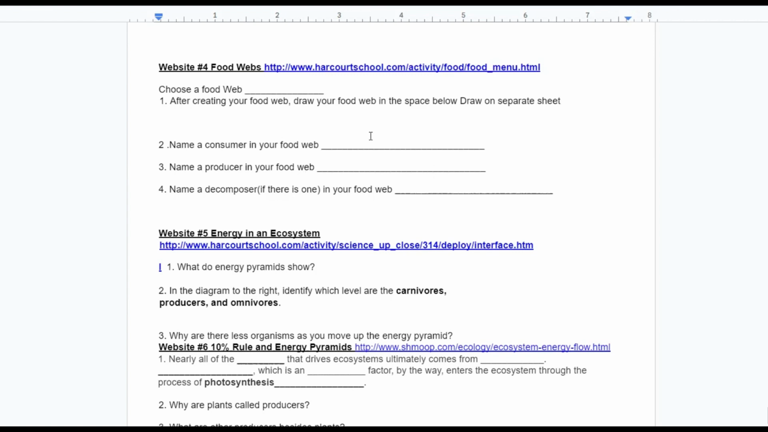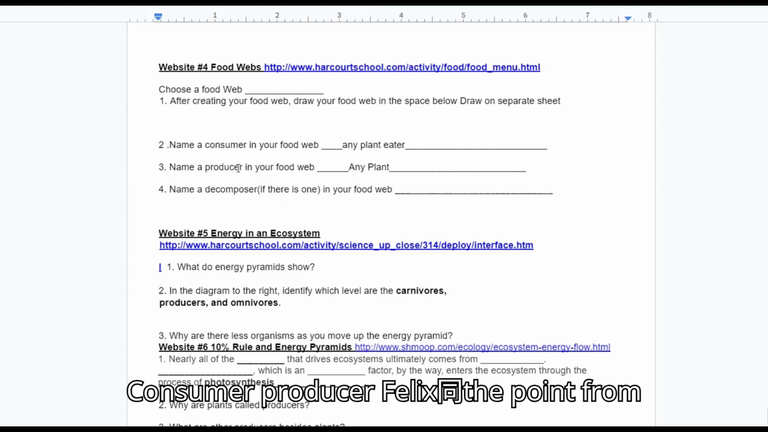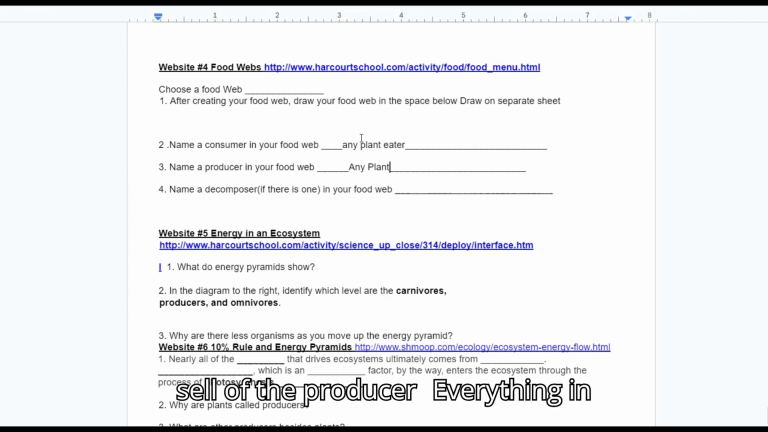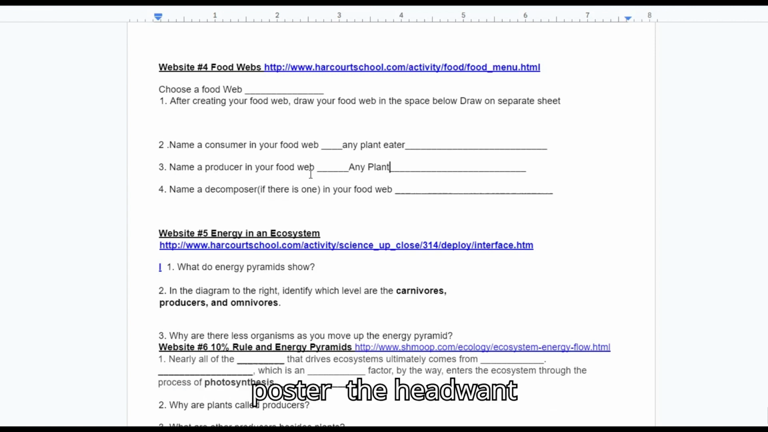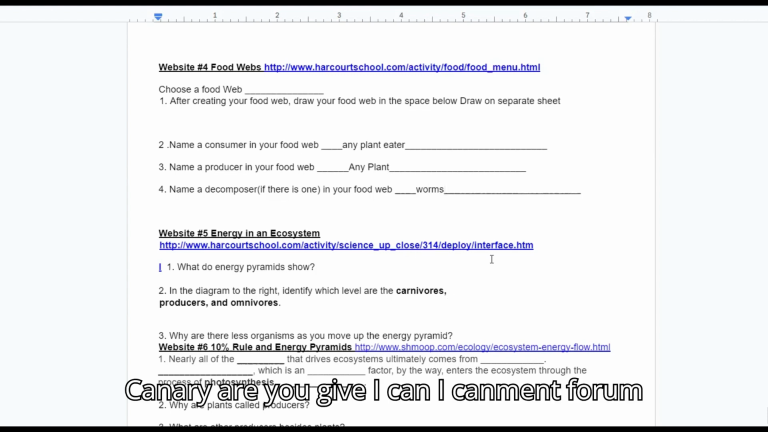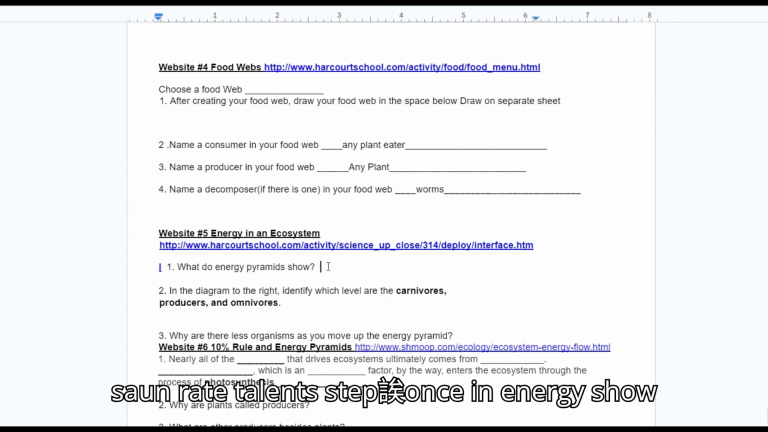All right, name a consumer in your food web. Well, I don't know what's in your food web. Okay, any plant eater. Remember, producers produce their own energy. Consumers have to eat a producer for their energy. So the plants themselves are the producers. Maybe a decomposer if they have one. You can put worms, you can put bacteria. You could put, like I said, what we mentioned before, mushrooms actually break down those things.